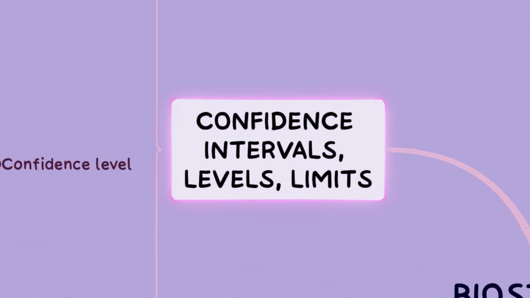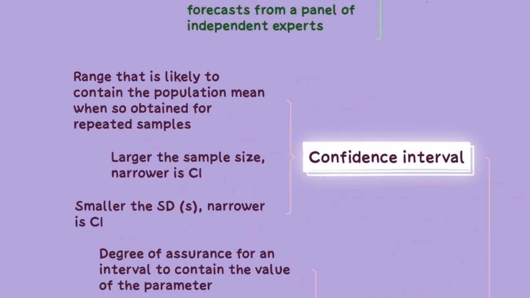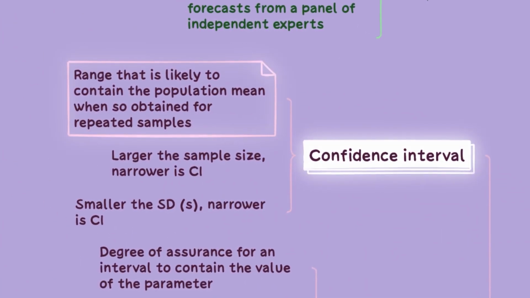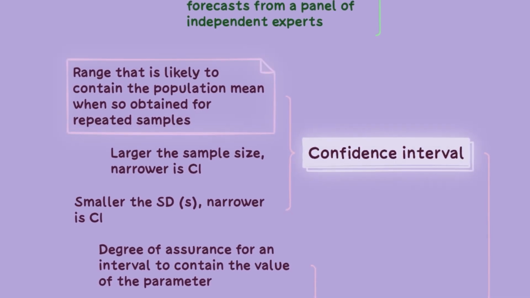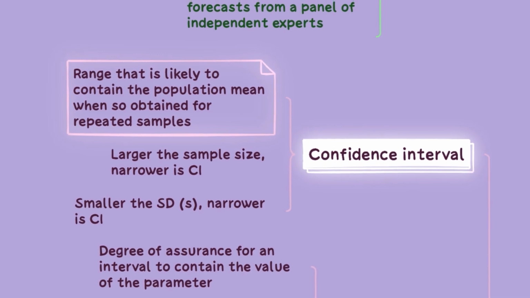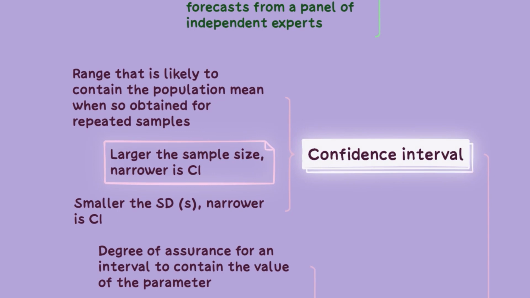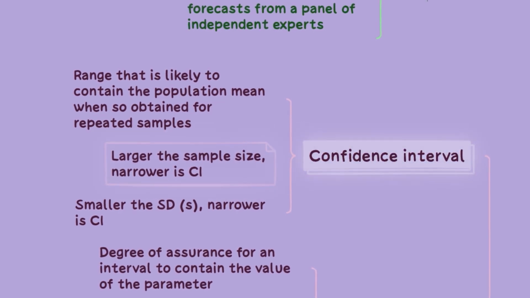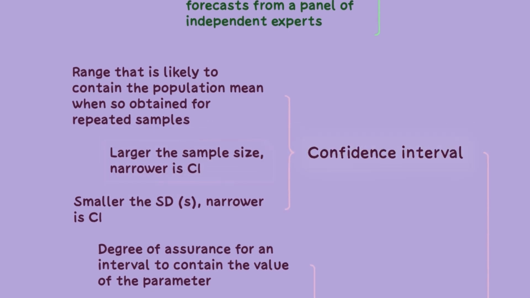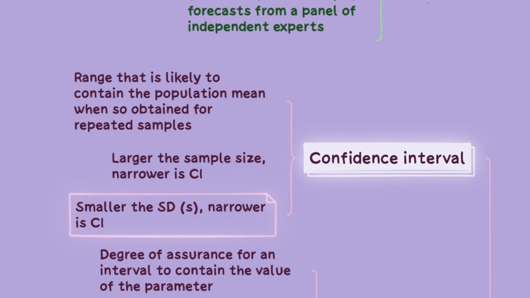Now let's take a look at what confidence interval, level and limit is. A confidence interval is a range of values that is likely to contain the population mean when obtained from repeated samples. The width of the confidence interval is influenced by the sample size and the standard deviation. A larger sample size leads to a narrower confidence interval, indicating more precise estimation. Similarly, a smaller standard deviation results in a narrower confidence interval.